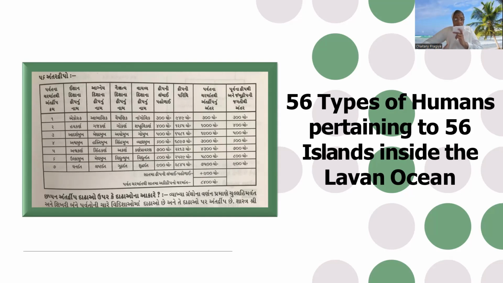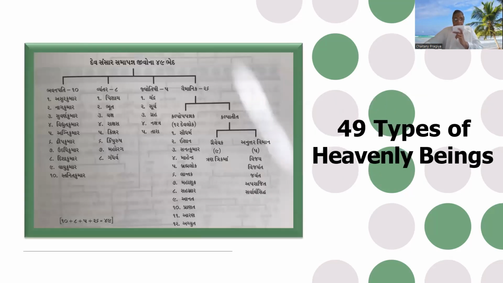Some are having the face like the horse, and some are having the ears like the elephant. So in this way you can see different types of faces, different types of physical look they are having, those who are living especially in the islands inside the oceans.